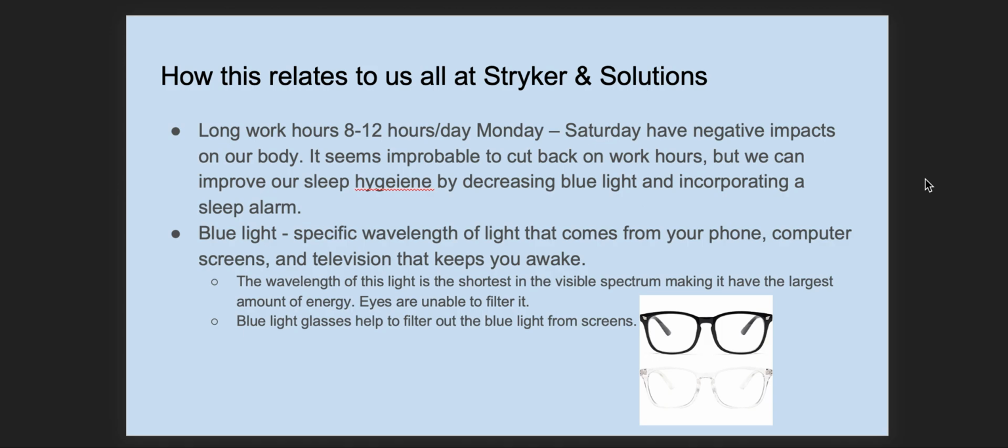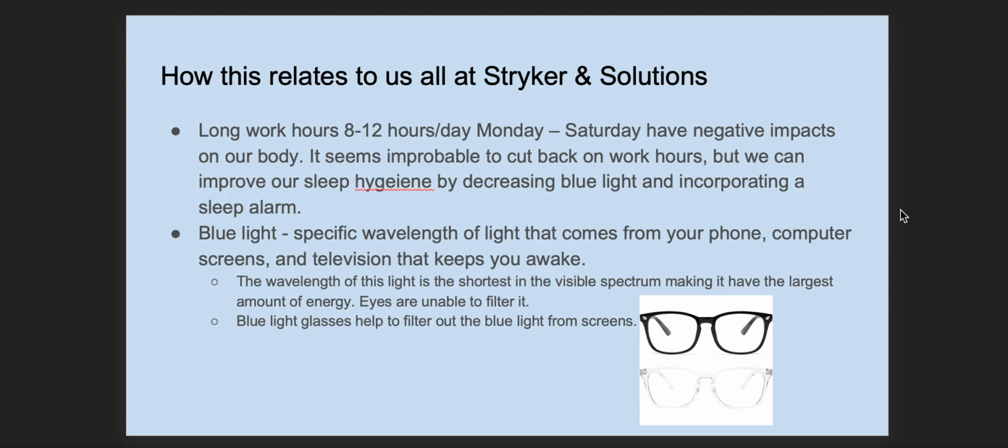So how this relates to us all, like I was just previously stating, it seems improbable to cut back on work hours, but we can improve our sleep hygiene by decreasing the blue light that we're getting from our phones and incorporating a sleep alarm. By decreasing the blue light, which is artificial sunlight, this will help us fall asleep easier. Your phone and your screens and all of these technologies nowadays release this blue light, a specific wavelength that is emitted which mimics the sun. It's an artificial sunlight to tell your brain, hey, don't go to sleep, stay awake.